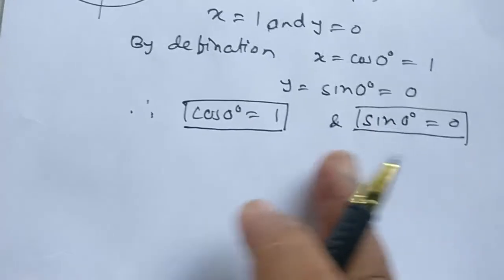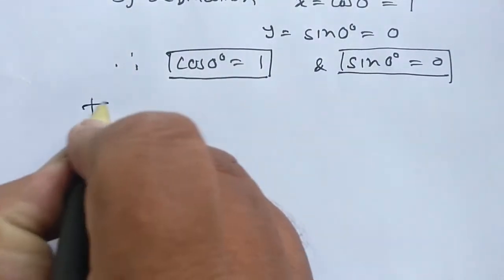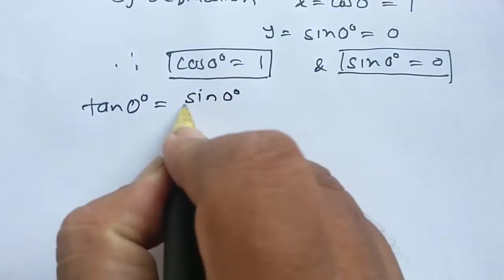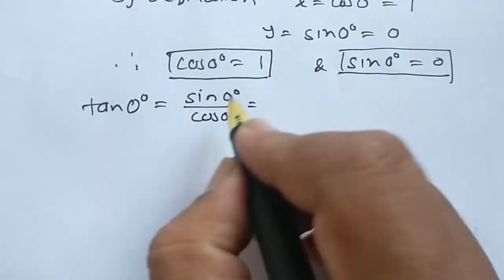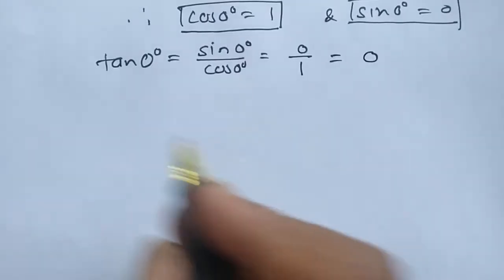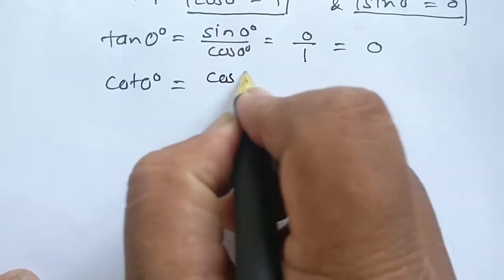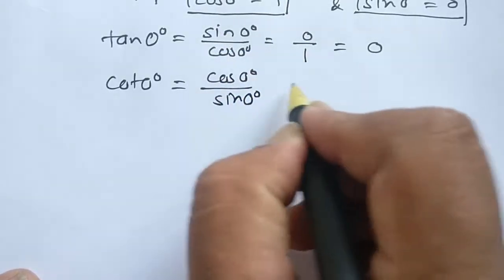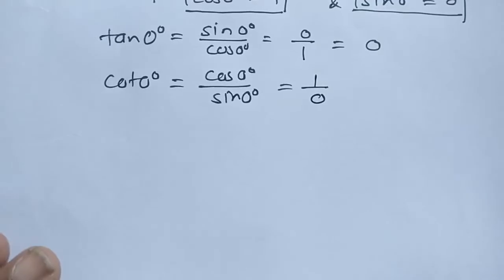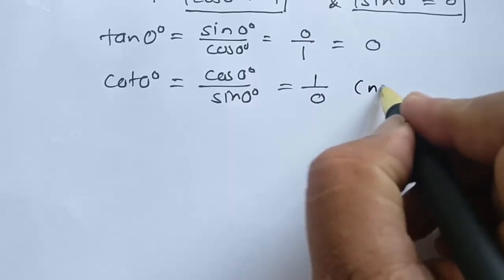Knowing these two results, we can find all other trigonometric ratios. That is, tan of 0 degree is sin of 0 degree upon cos of 0 degree. Sin 0 degree is 0, cos 0 is 1, so it is 0. Cot 0 degree is equal to cos 0 degree upon sin 0 degree. Cos 0 degree is equal to 1, sin 0 degree is 0. So 1 upon 0 does not exist. So it is not defined.